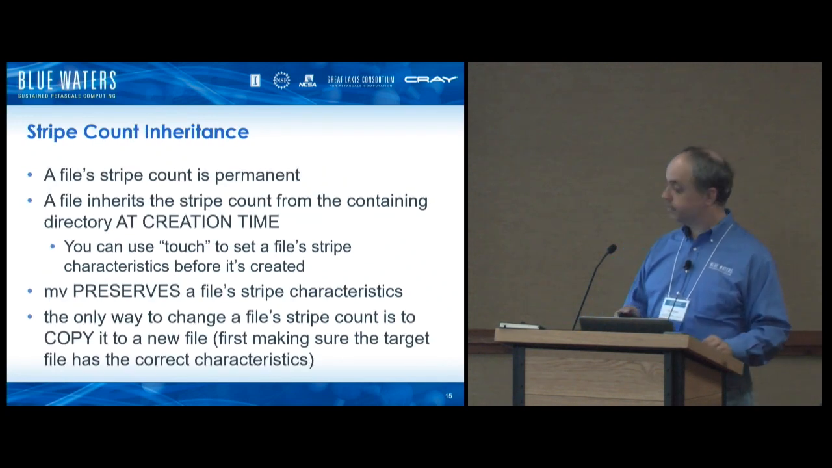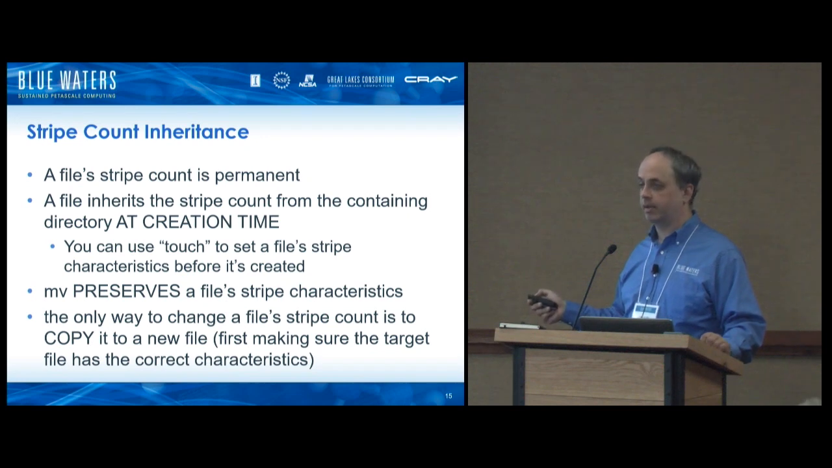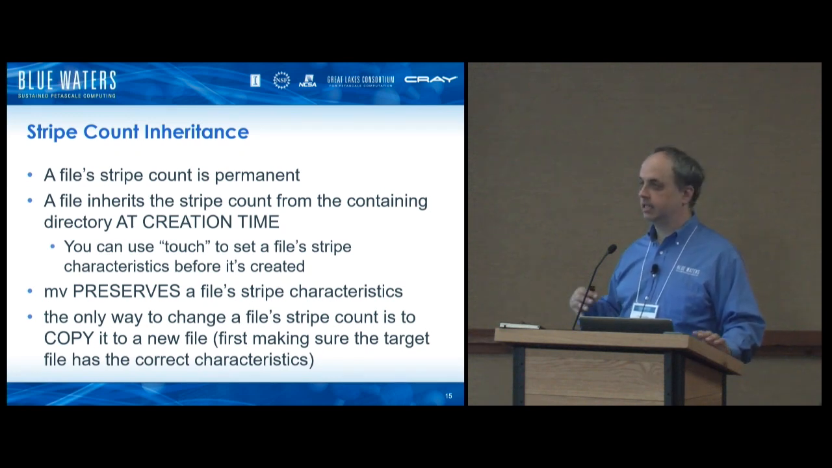Stripe count inheritance. Like I said, a file's stripe count is permanent once the file is created. It's set at creation time. You can pre-touch a file to set its stripe count, I think. If you mv a file to another file, you can't fix the stripe count that way. The only way to change it is to copy it to a new file with the new characteristics.